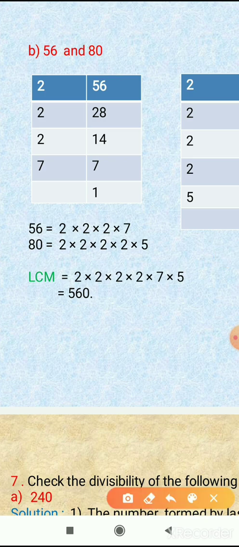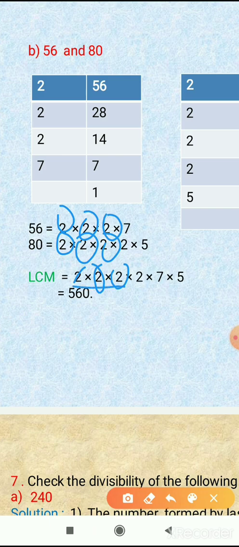See here, prime factorization of 56 is 2 into 2 into 2 into 7. Prime factorization of 80 is 2 into 2 into 2 into 2 into 5. Now first we will find common factors. Look here, common factors are 2, next 2, then 2. So these are the common factors.